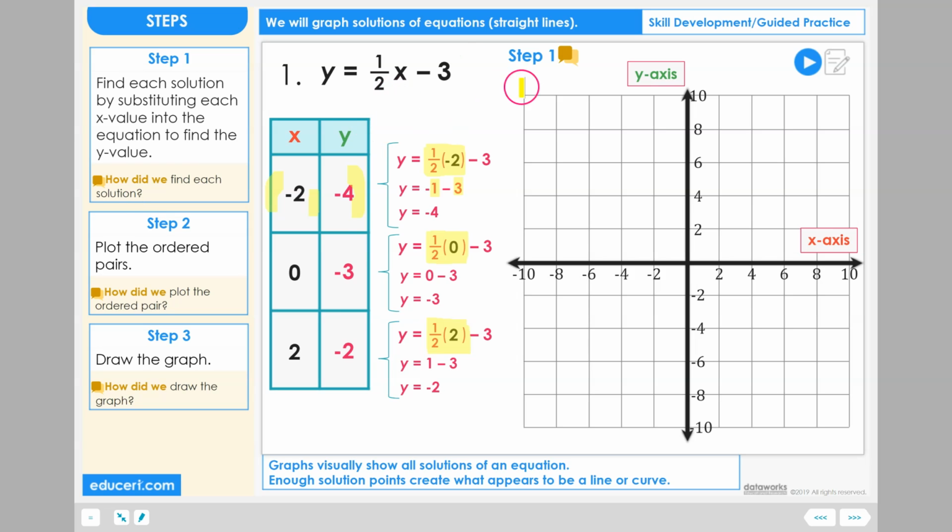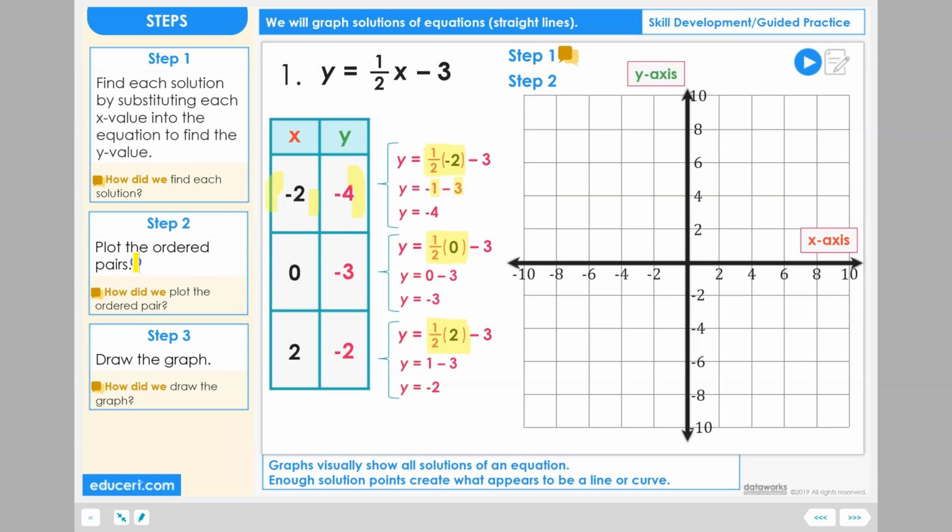To find each of these solutions, we took the value of the x variable, substituted it into the original equation, and then evaluated until we solved for the final value of y, and then we wrote that final value of y into the table across from the value we put in for the x variable.